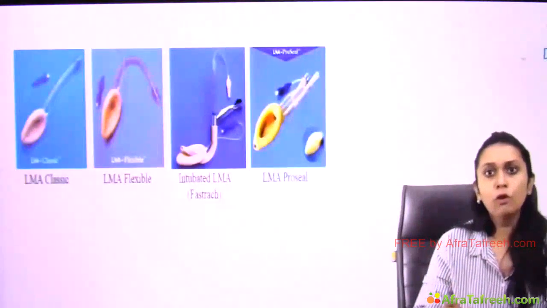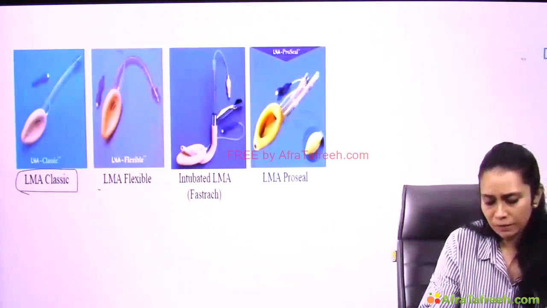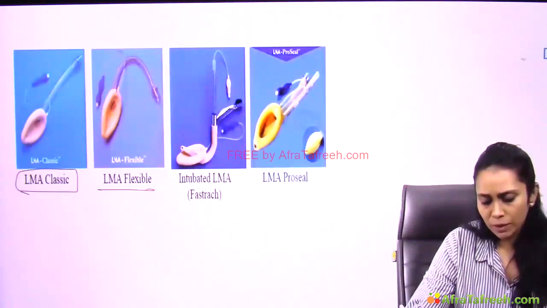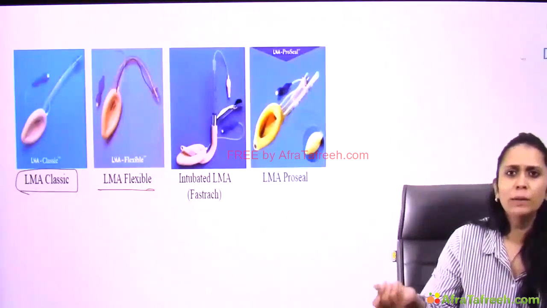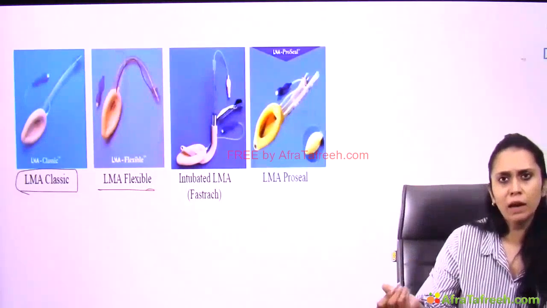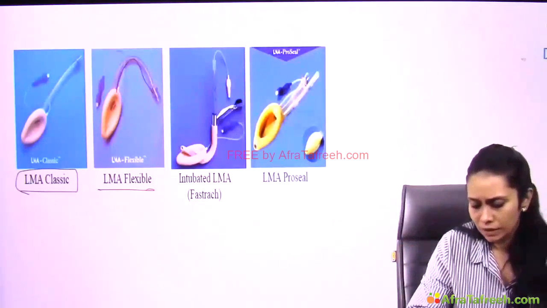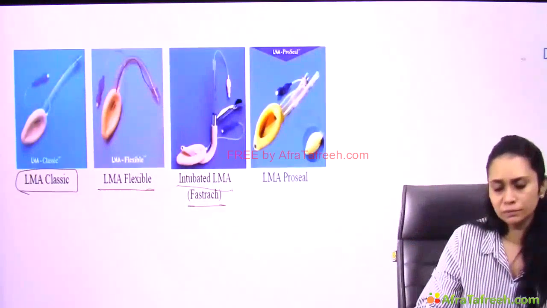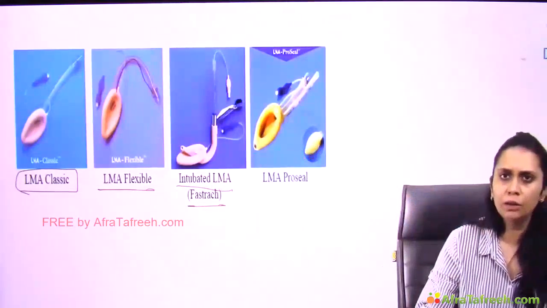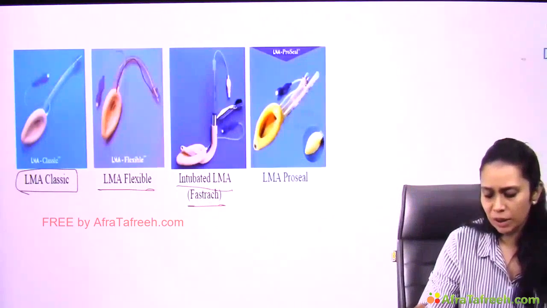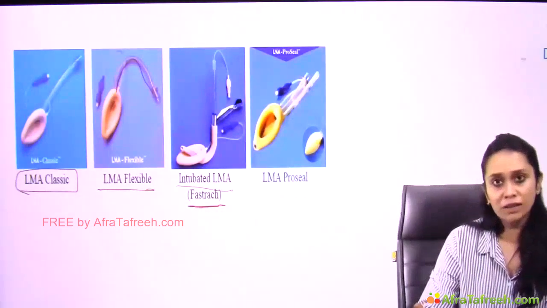Now see these four types of LMA. This is the LMA classic, which we just discussed. This is the LMA flexible. Only a flexometallic tube has been attached to the cuff of the LMA, again to make the tube kink resistant when I have to put it in a vulnerable position where there is a chance that the tube can get bent. Then this is another one, called the intubating LMA. This is a special LMA which is inserted and through which we can insert an endotracheal tube, right? So it makes a track for ET tube insertion. This is called the intubating or fast track LMA.